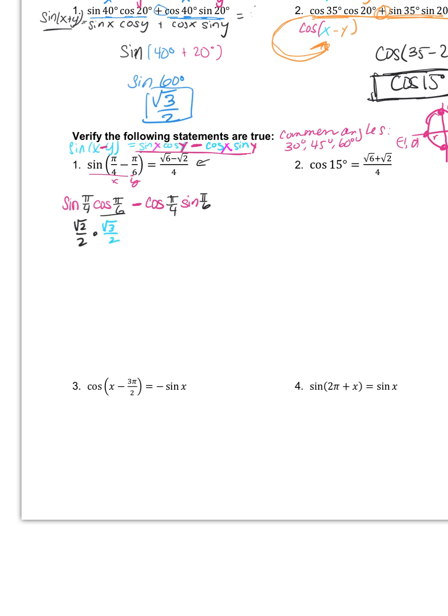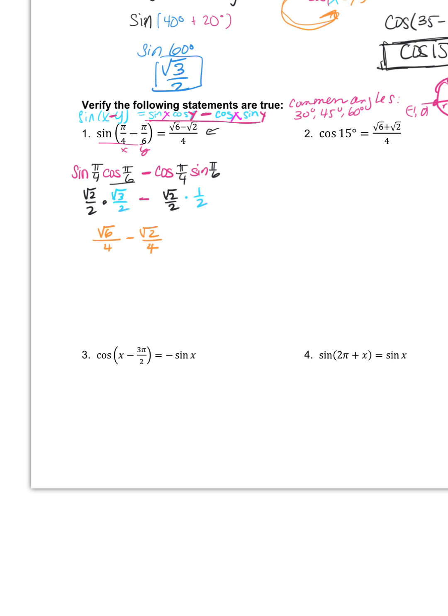Okay. Minus what we have on the other side there. So we have minus. All right. Now the cosine of pi over 4 is also the square root of 2 over 2 times sine pi over 6, which is going to have to be 1/2. Now multiply it out and see if you can get what's on the right.